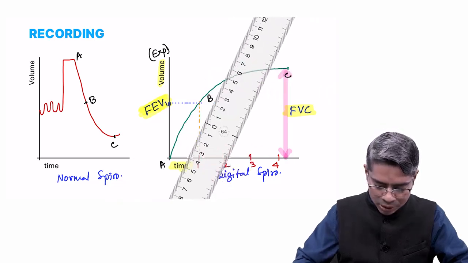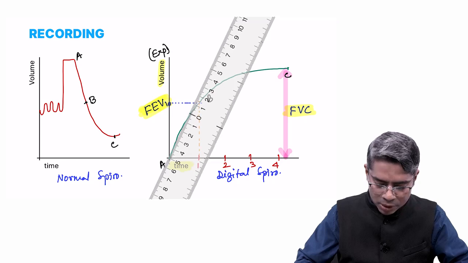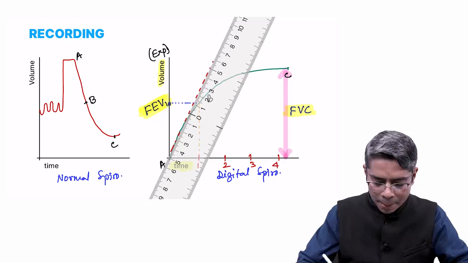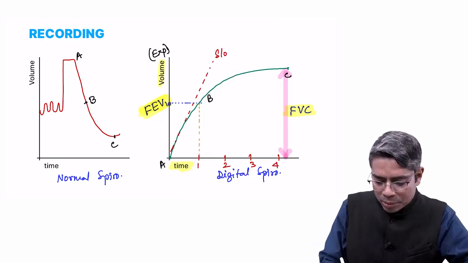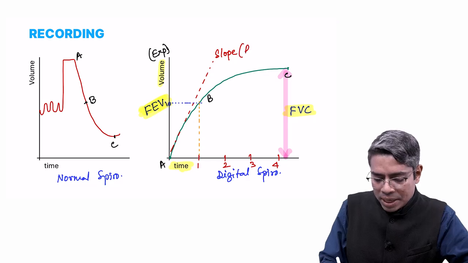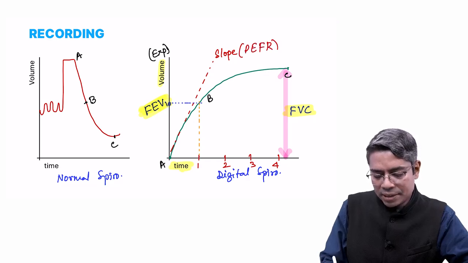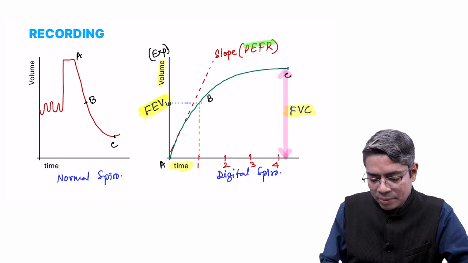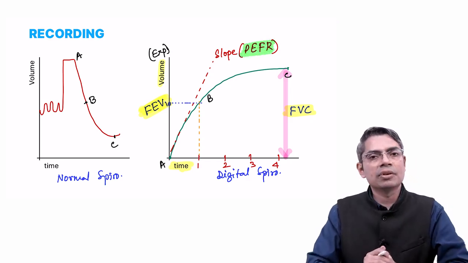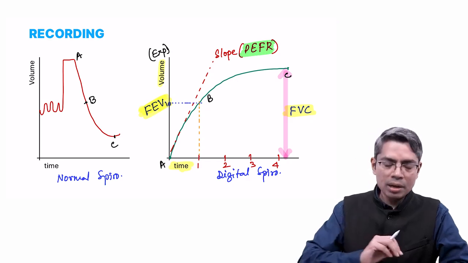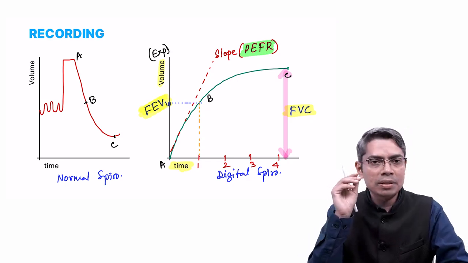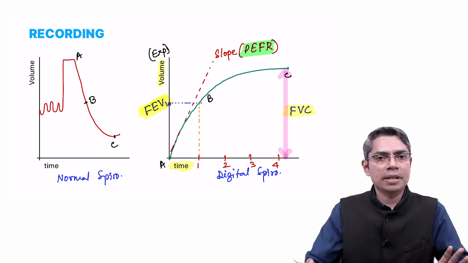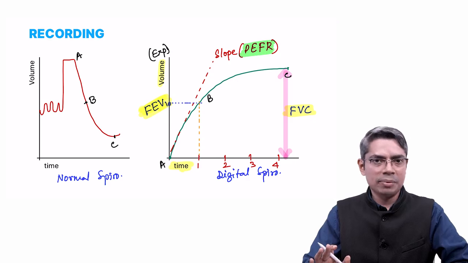Now, if you calculate the slope of this curve, then this is known as the peak expiratory flow rate. So what is the maximum flow rate during this expiration? That is known as the peak expiratory flow rate. How to measure the peak expiratory flow rate from this maneuver? Take the slope. The maximum slope of this curve will give you the peak expiratory flow rate. Got it? So, this is the digital spirometer recording.